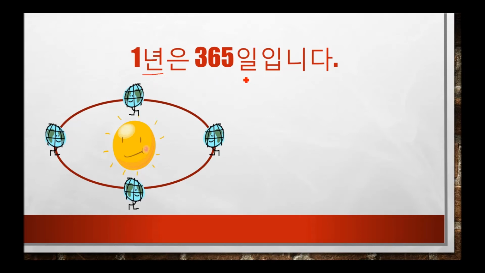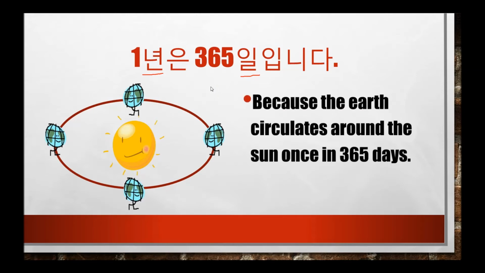This is one year is 365 days in Korean. 년 here means year. 일 here means day. So one year is 365 days in Korean. Because the Earth circulates around the Sun once in 365 days. We have 365 days in a year.